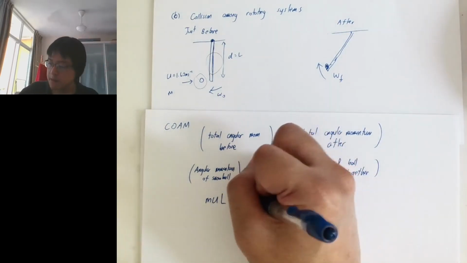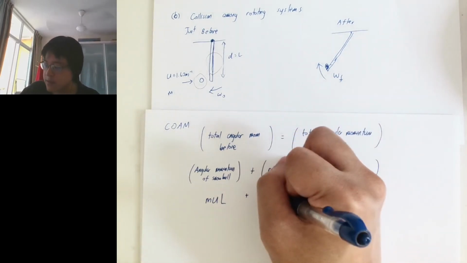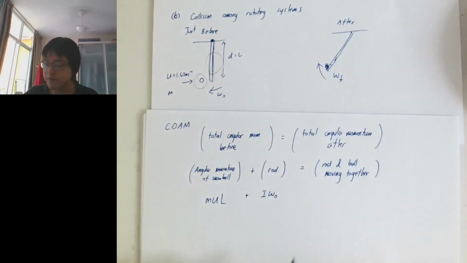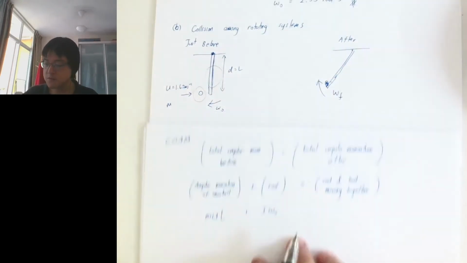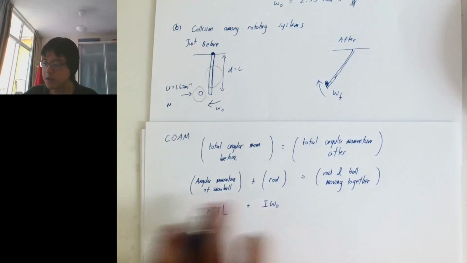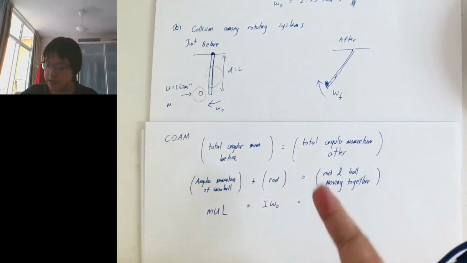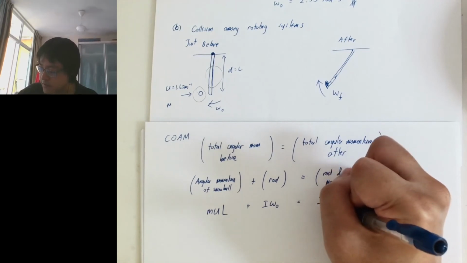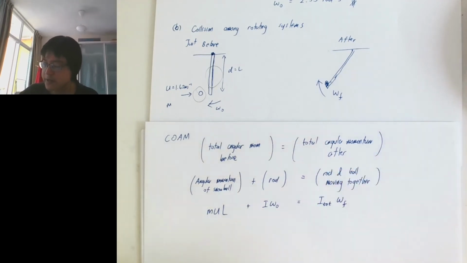How about the rod? Rod is I omega. The rod is going at omega 0, which we calculated to be 2.35. I will put in the numbers later. And then rod and ball moving together, so I will have the total moment of inertia times the omega final after collision.